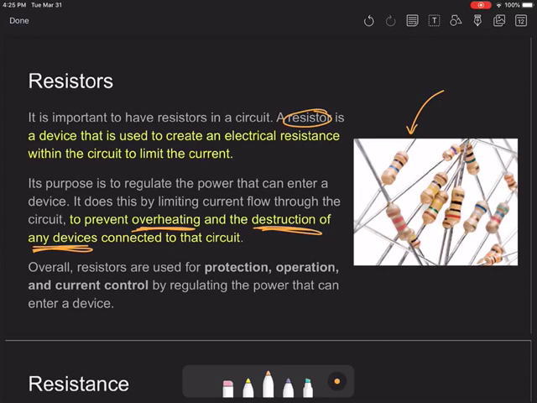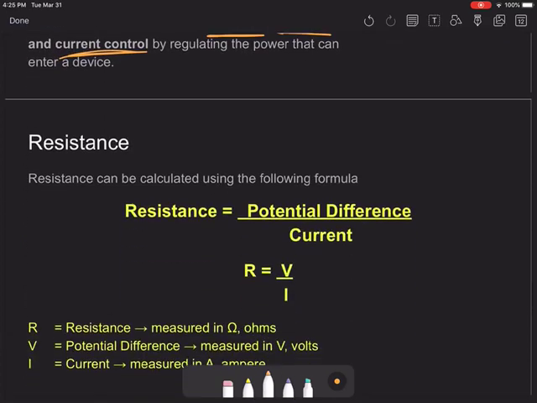So having resistors within your circuit, really, they're just there to protect your device and to protect overheating and especially fires, in terms of, like, if you don't have resistors in your home, then we can get into electrical fires, and that's never fun. So overall, resistors are used for protection, operation, and current control by regulating the power that can enter the device. All right.